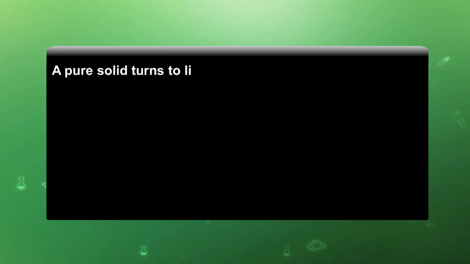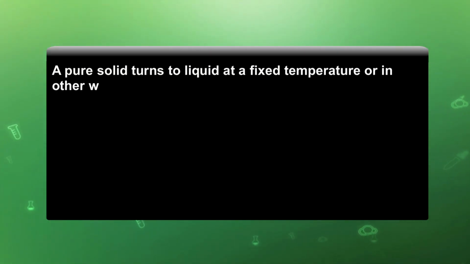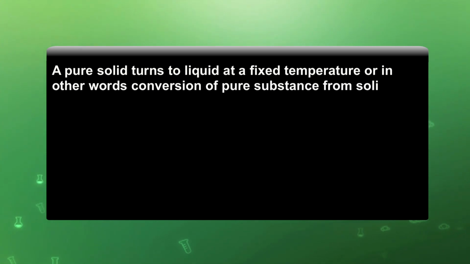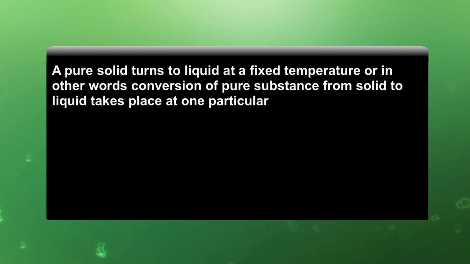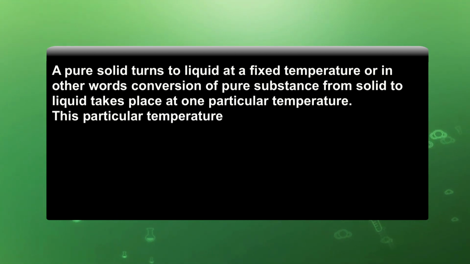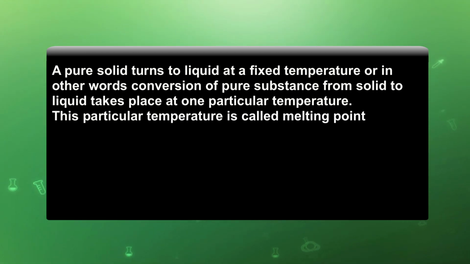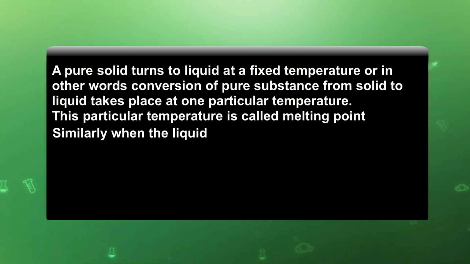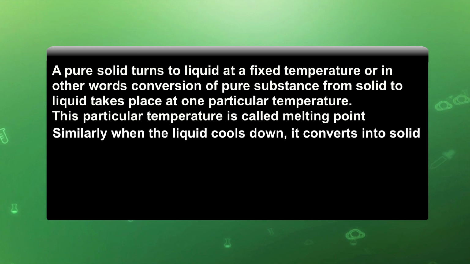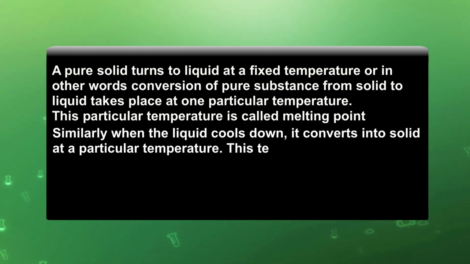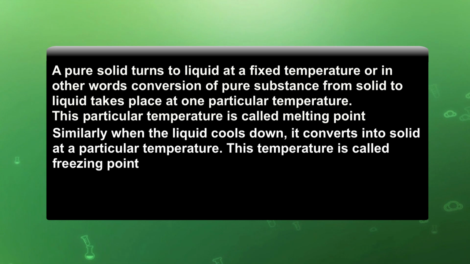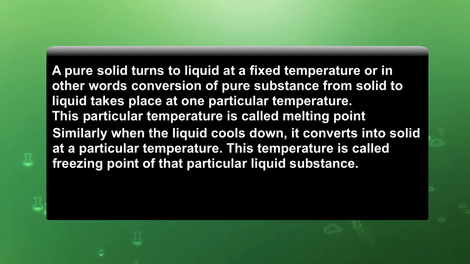A pure solid turns to liquid at a fixed temperature, or in other words, conversion of a pure substance from solid to liquid takes place at one particular temperature. This particular temperature is called the melting point. Suppose we take wax: if we start heating, the wax will melt at a certain temperature, which is known as the melting point. Similarly, when a liquid cools down, it converts into solid at a particular temperature. This temperature is called the freezing point of that particular liquid substance.